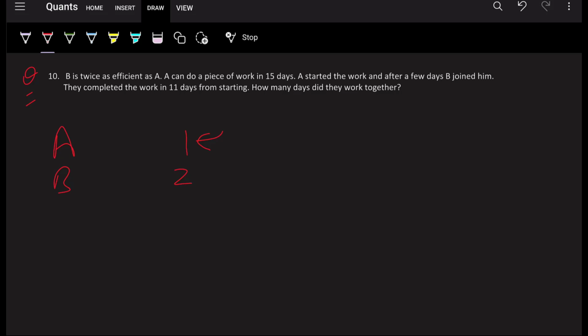Now A can do it in 15 days. So the total work will be 15 into 1, efficiency into number of days. For B it will be 15 divided by 2 days.